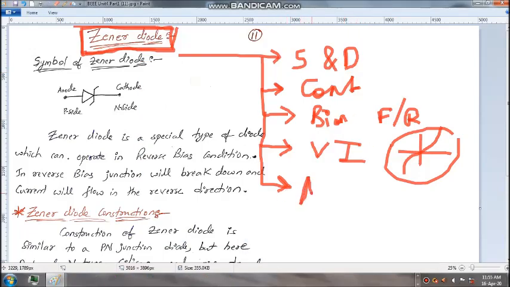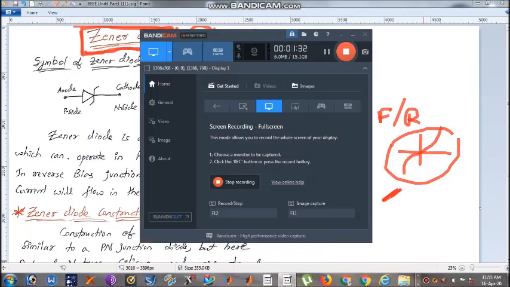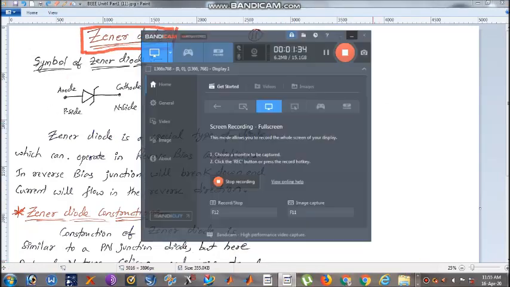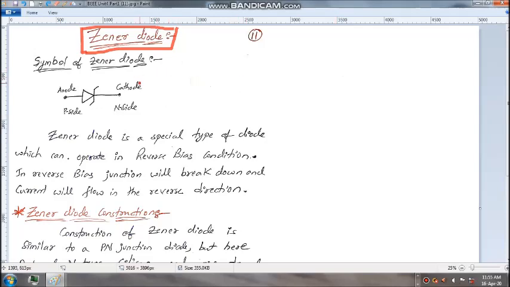Applications of a Zener diode: where the diode is used, what the special characteristics are that a Zener diode has, and according to that special characteristic, where that particular diode or that characteristic can be used. We are going to discuss that at the end of this section. Coming to the symbol of a Zener diode.